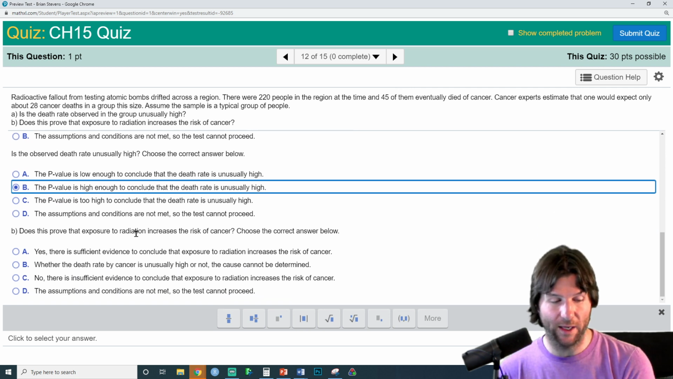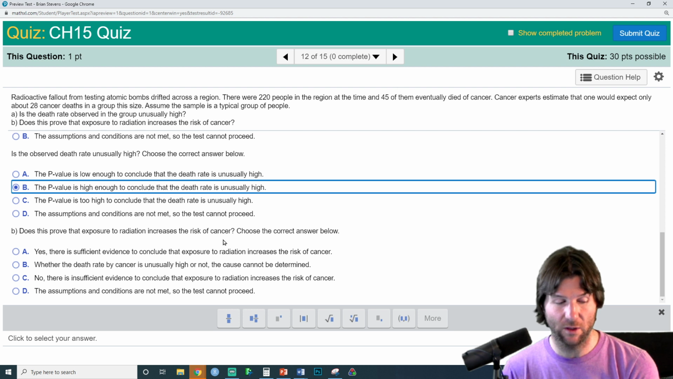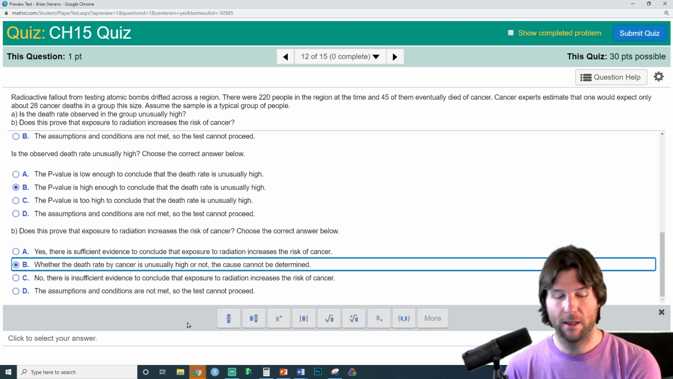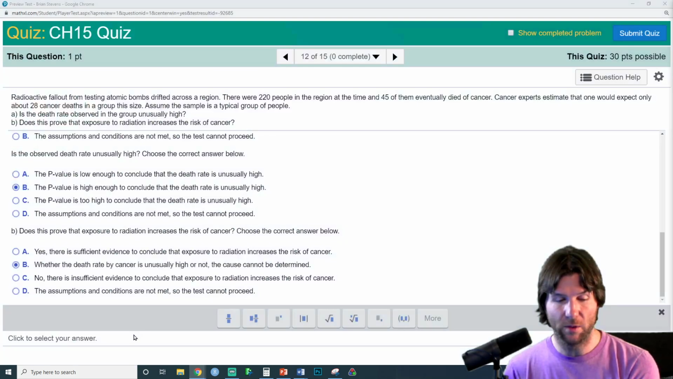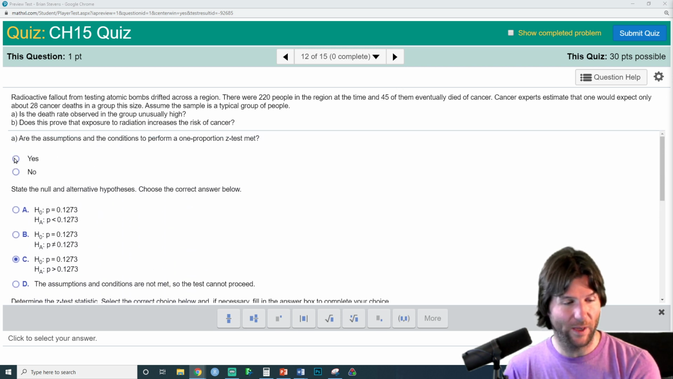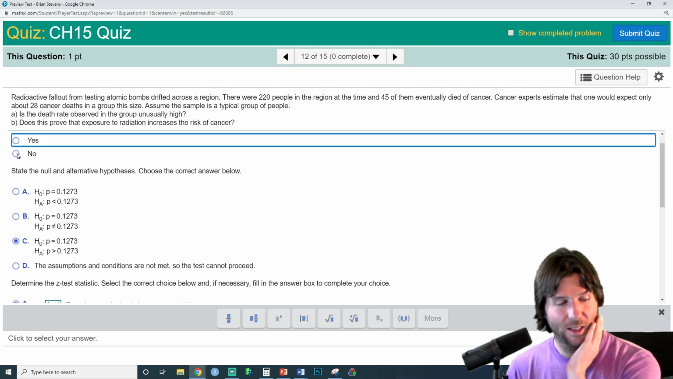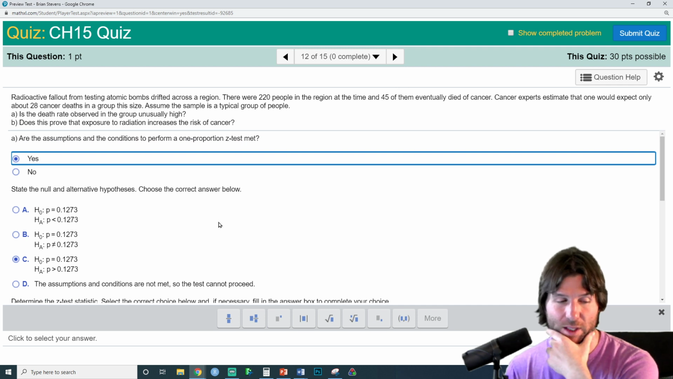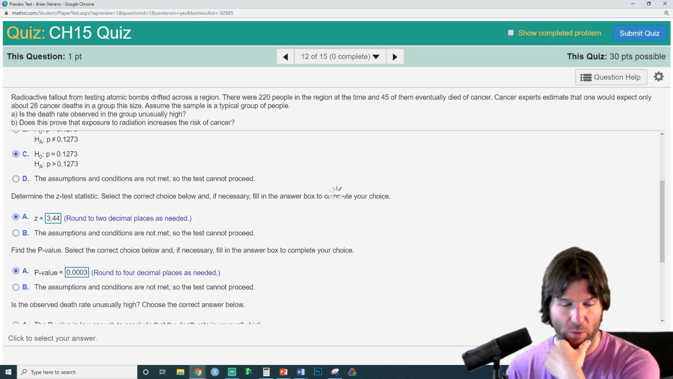Does this prove that exposure to radiation increases the risk of cancer? We can't say. Whether the death rate by cancer is unusually high or not, the cause cannot be determined. This is because this is not an experiment. We didn't randomize who was in the study. We don't have an element of control right here. So we can't do that right here. And I'm missing a spot. Oh, are the assumptions met? So that's the thing, it's not randomized, it's not really an experiment, but we're going to say it's met, which I guess I have my qualms with because there's small issues with it.